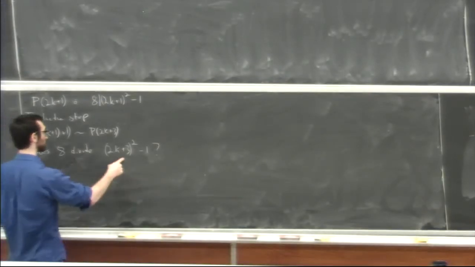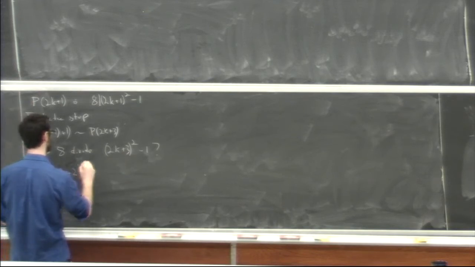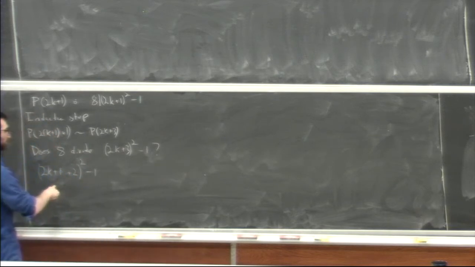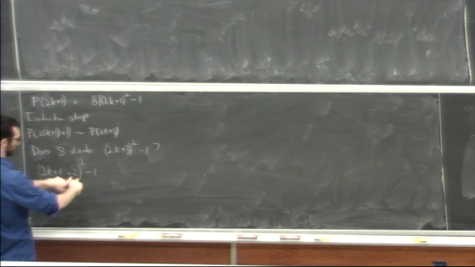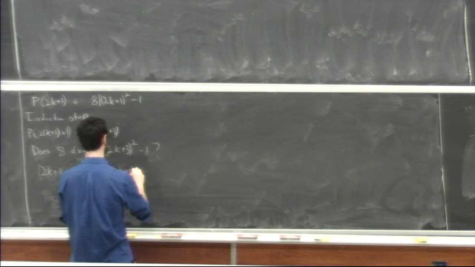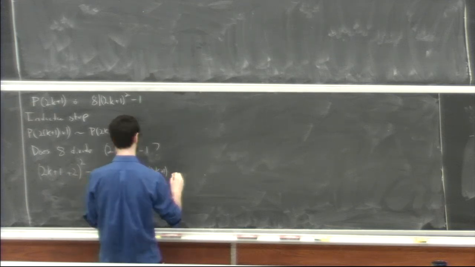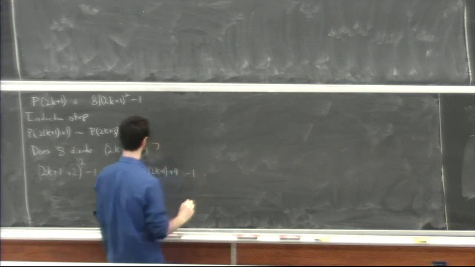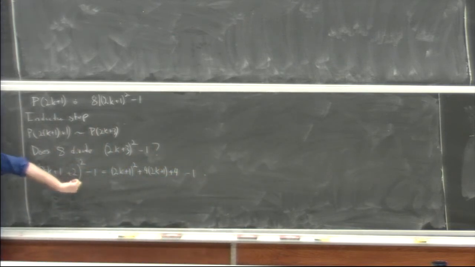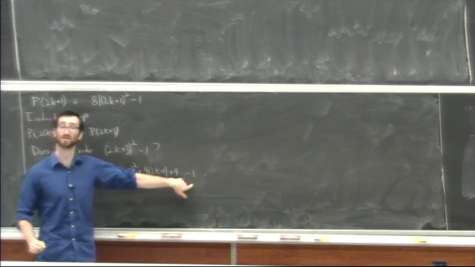Does 8 divide (2k plus 3) squared minus 1? So let's compute. Let's write 2k plus 3 as (2k plus 1) plus 2, squared, minus 1. I'm going to treat this term as one piece and this as the other piece, and I'm going to FOIL out. So this thing is equal to (2k plus 1) squared plus 4 times (2k plus 1) plus 4, all minus 1. I'm treating this as a and this as b, so I get a squared plus 2ab plus b squared, and then I remember the minus 1.